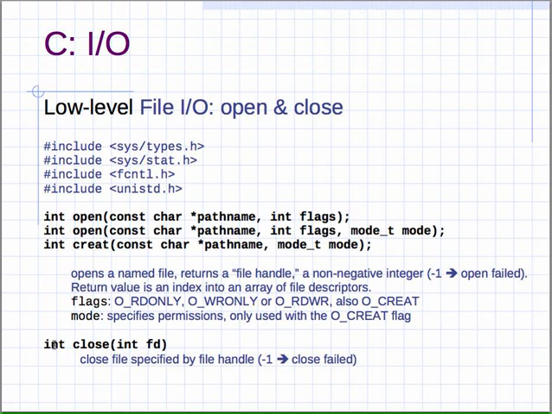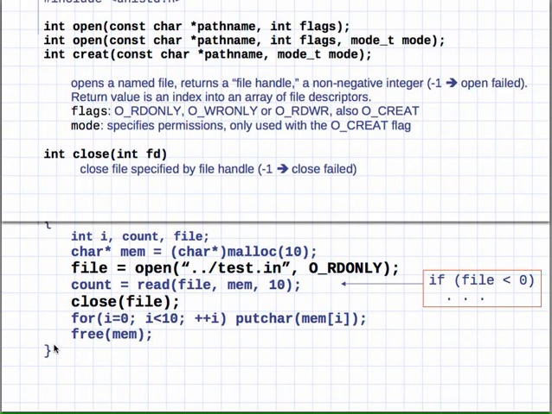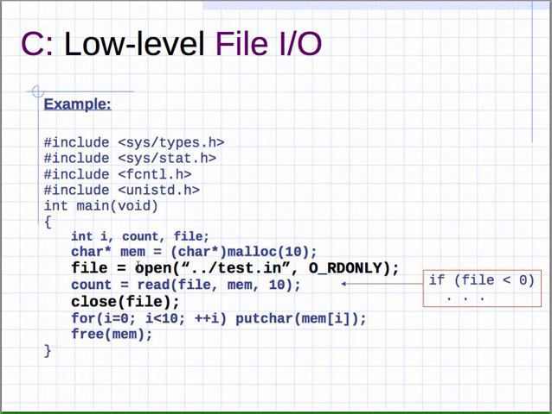-1 would mean that close failed. Anything other than that, I think, means that close worked. So here's a simple example. We use open, and we are opening up a named file using read-only mode. And so after that, you can read any number of things using this file handle. So the file handle, in this case we called it file, goes into the read call. And the other parameters of read are an area of memory and how many bytes to read.